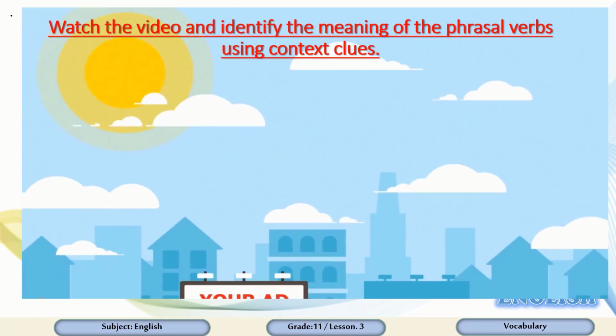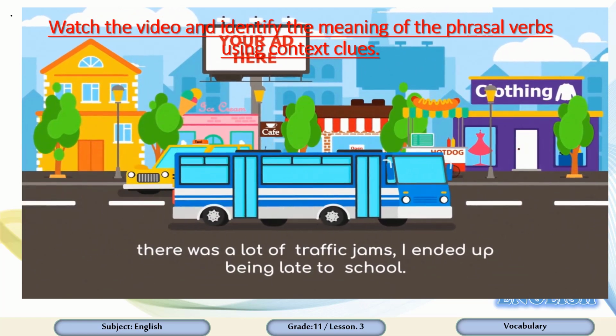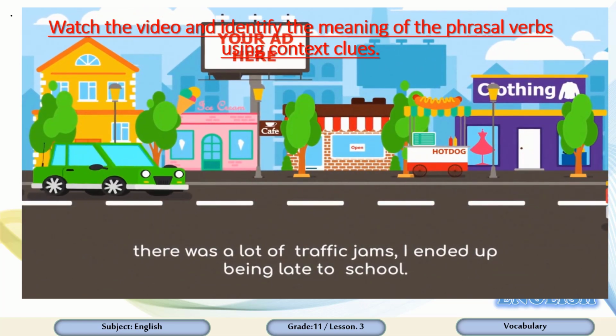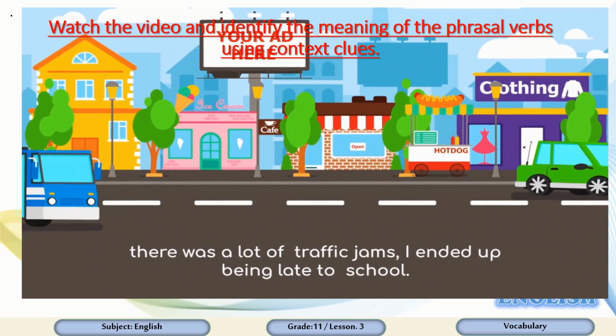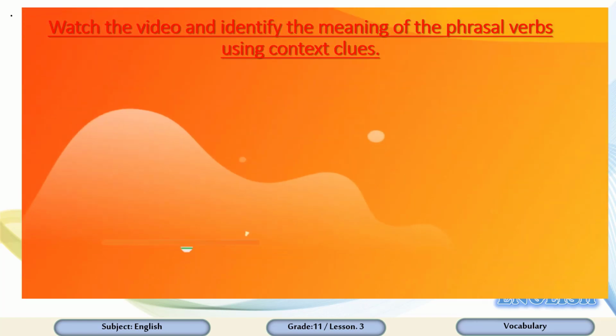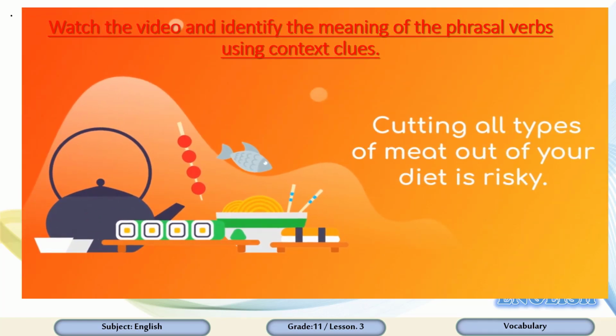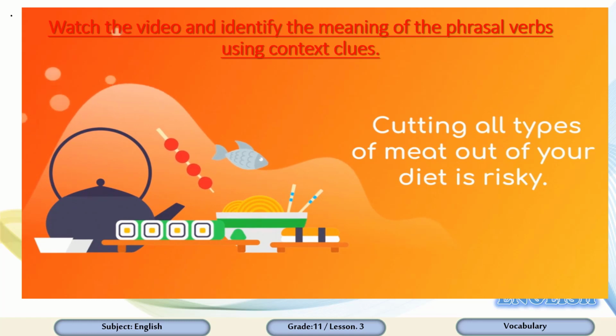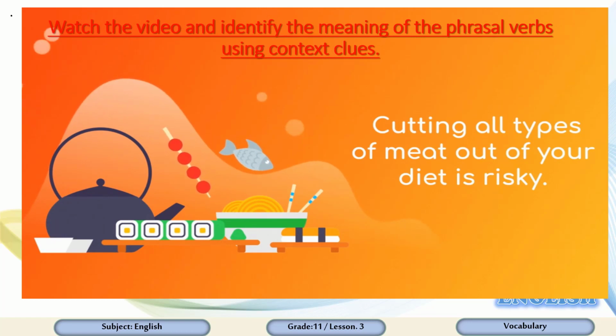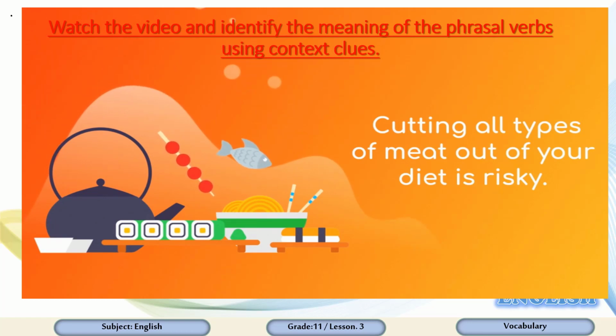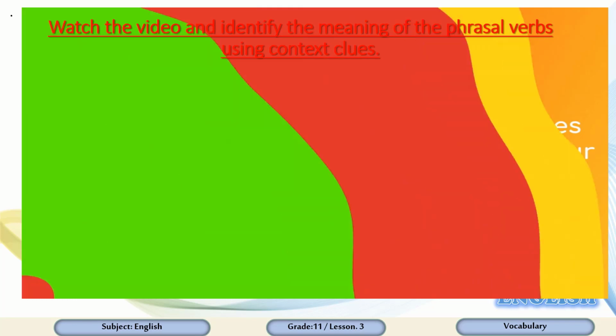Now let's try to find the meaning of end up doing something. There was a lot of traffic jams. I ended up being late to school. Do you know the meaning of cut something out? Cutting all types of meat out of your diet is risky. It's not something good to cut all types of meat out of your diet.